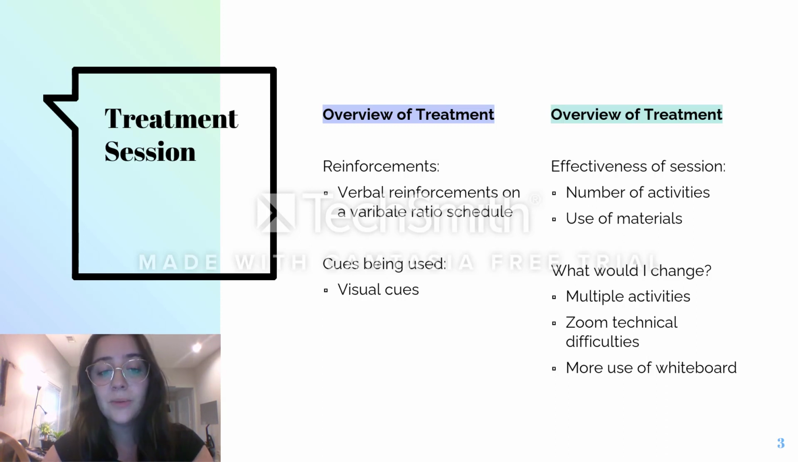Things that I would change would be to do more than one activity throughout the session. I think that the client would benefit from more than one activity because towards the end of the session, she was not as enthusiastic as she was at the beginning. Also, there were some technical difficulties with Zoom during the session, so I would try to resolve those with the mother before the client session began. Lastly, I would make use of the whiteboard more often because the client really responded positively, and I was able to see an immediate click with the client whenever there was a visual cue with the whiteboard.